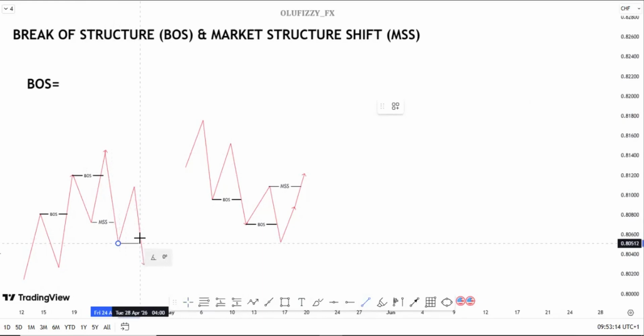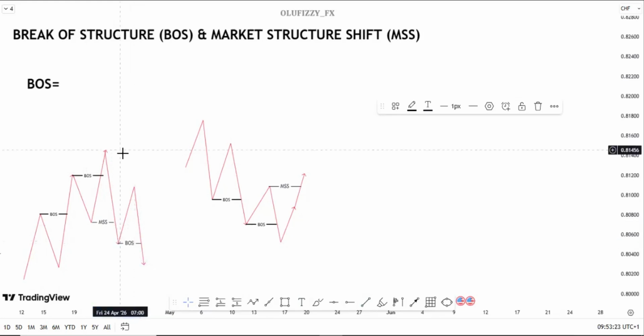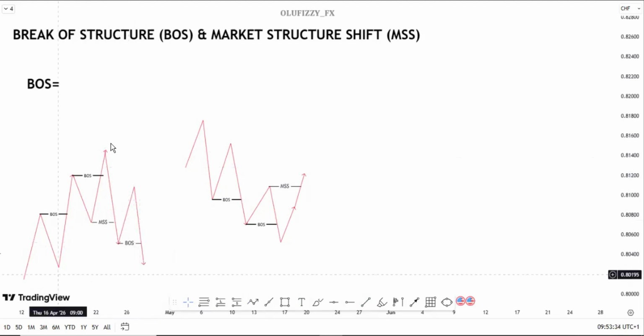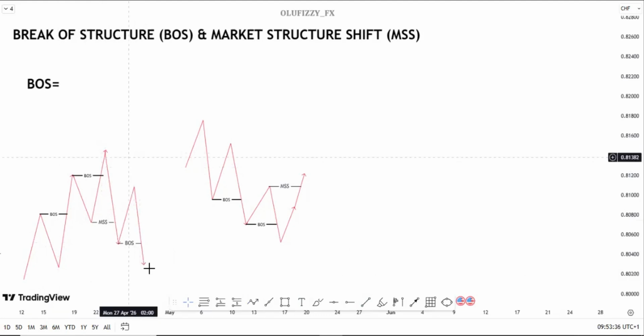So this second break is what is now going to be the break of structure, because the trend has now been established in this situation. So this first one is just a signal, but this second one confirms that the trend has now changed from bullish to a bearish market condition.